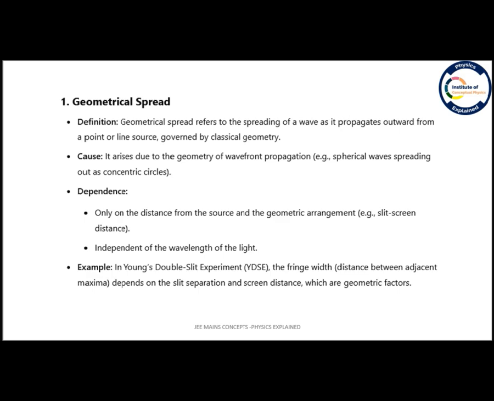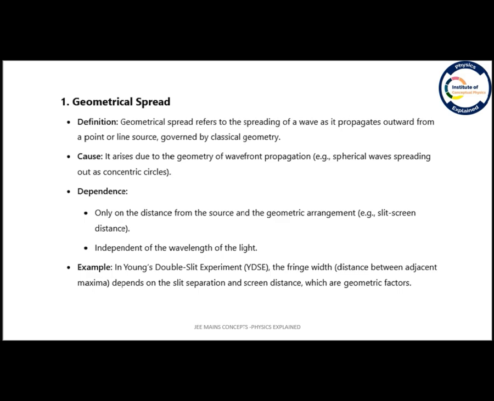The simplest geometrical spread is being described on the screen. Essentially, it means a situation where the spread is because of purely geometrical considerations. For example, in Young's double slit experiment, the spread, which is basically the fringe width, is decided by what? It is decided by the slit separation and the screen distance, which are all geometric factors, right? So in the context of Young's double slit experiment, a geometric spread refers to the fringe width. If you get a question in JEE Mains where they tell you that the geometrical spread is due to Young's double slit experiment, they are referring to the fringe width.